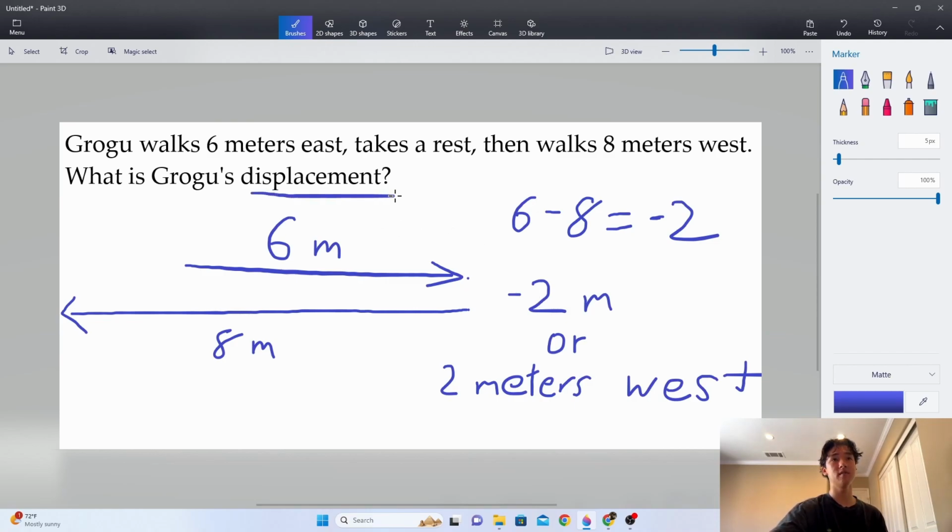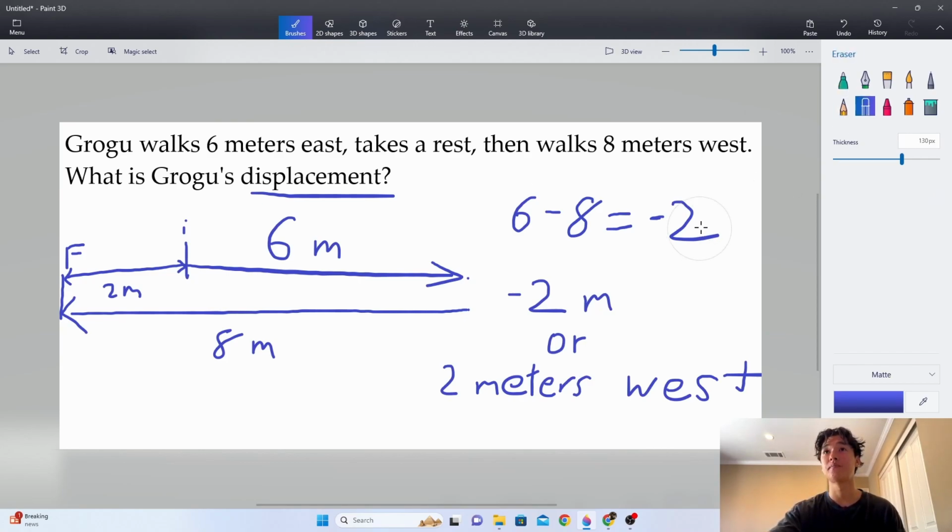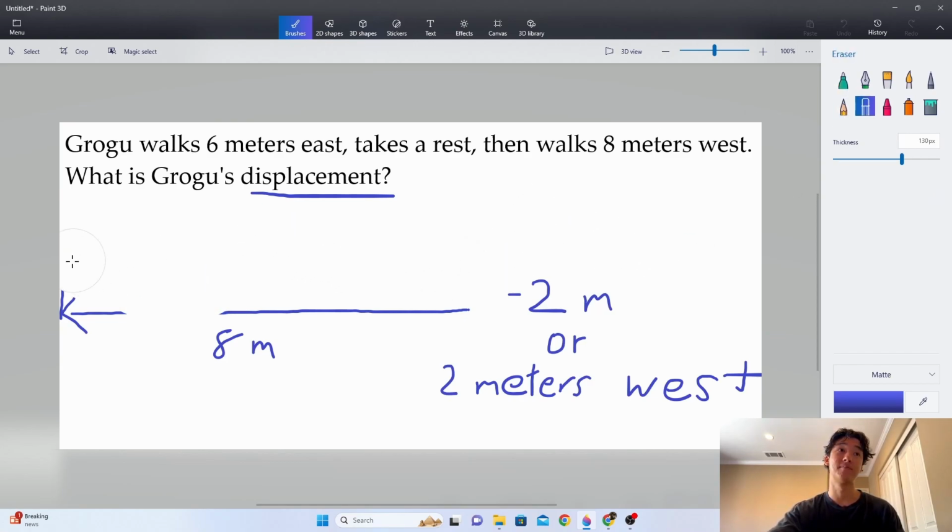And so displacement, guys, always means the difference. So it's being displaced, right? Initially, this is our initial point right here, and this right here is our final point. So the displacement between these 2 points is 2 meters to the west. Okay, so that is our displacement. It's the difference between our initial and our final point. Now, that's displacement.